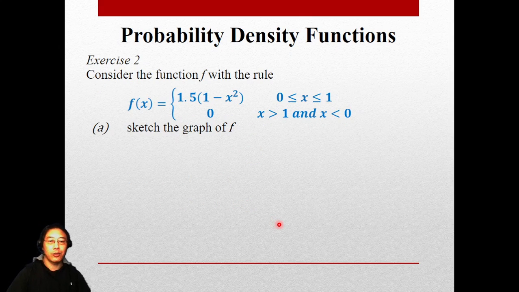Alright, exercise 2. To graph this, it's going to be a hybrid function. Anything that is above 1 and below 0 is going to be along the x-axis. Between 0 and 1, it's a parabola. It's actually in turning point form, so if you were to expand it, you can find the turning point coordinates.